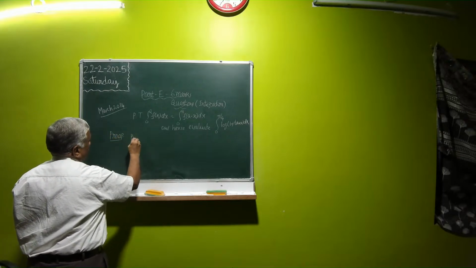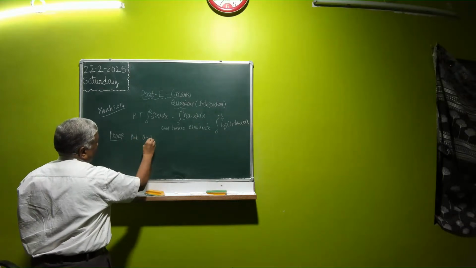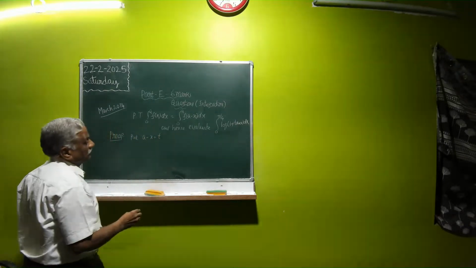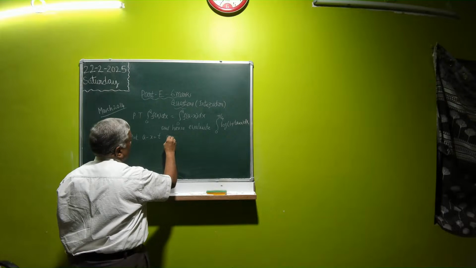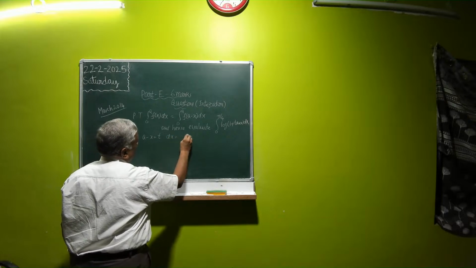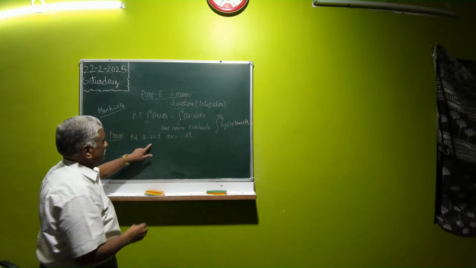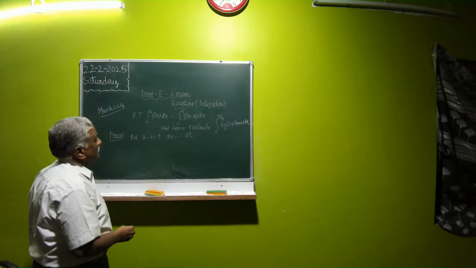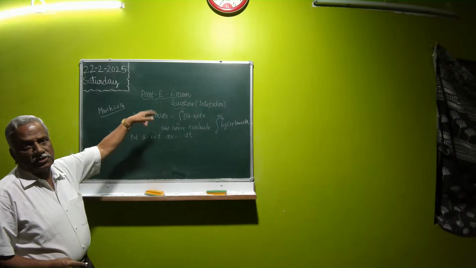Put a minus x equals t. Then what happens? dx is going to be minus dt. Actually, minus dt, I substituted the minus sign there. So this is the problem of definite integral. We are going to change the limits also.